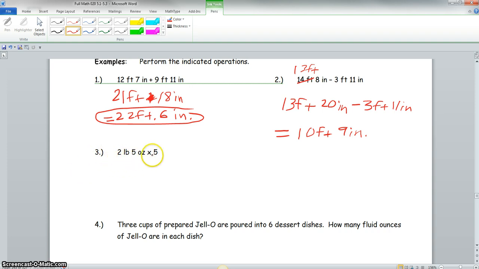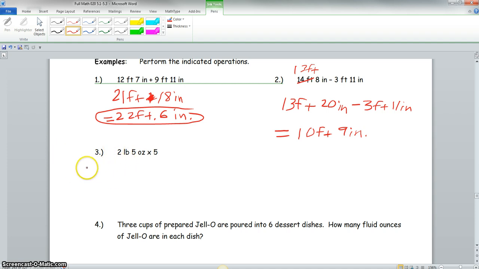We have 2 pounds 5 ounces times 5. Now before we multiply this by 5, we have to put this in one type of unit. So what I would suggest is, why don't we make this all ounces? Okay, now we know it's 16 ounces in a pound based upon the chart you have. So we would have to multiply that by 2.